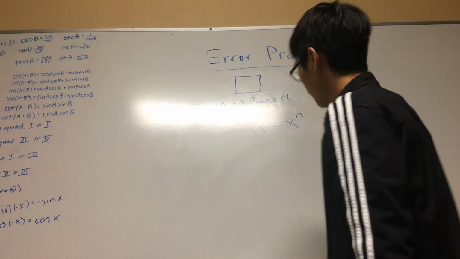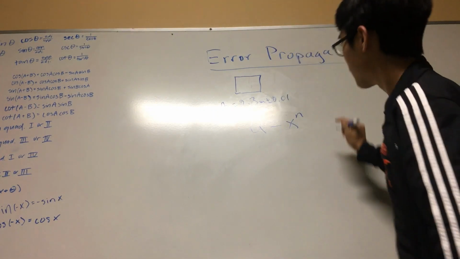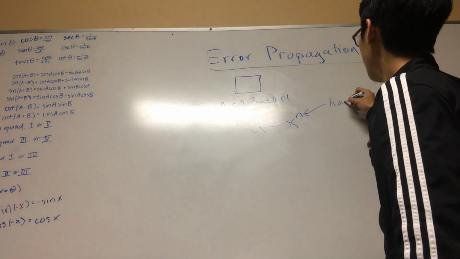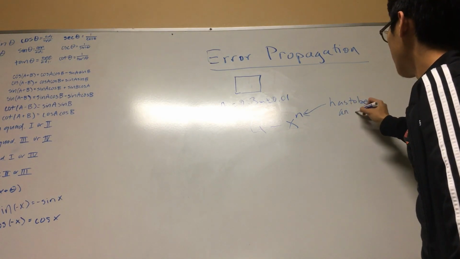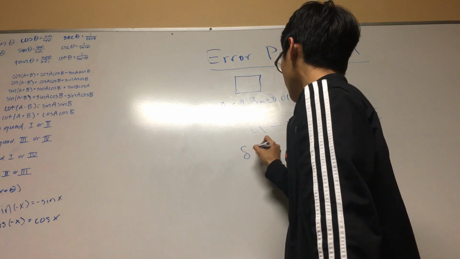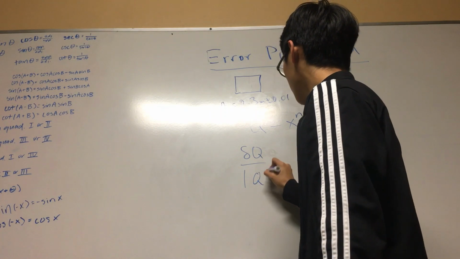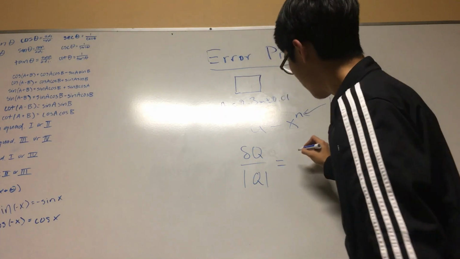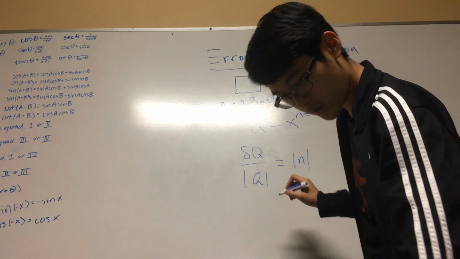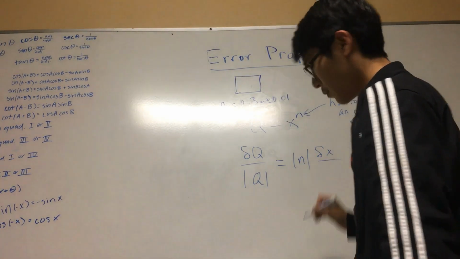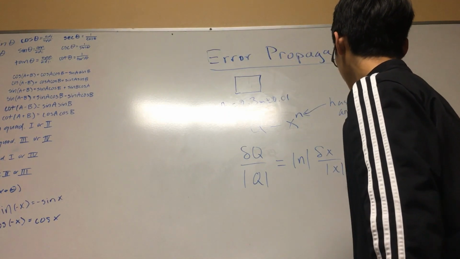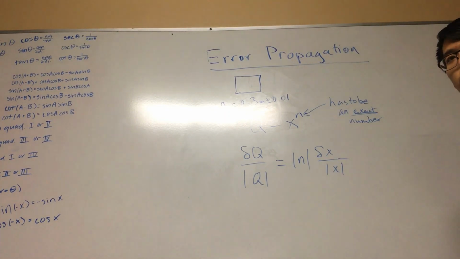Q is equal to x to the power of n, okay? And n has to be an exact number. So the error in Q divided by the absolute value of Q is equal to the absolute value of n times the error in x divided by the absolute value of x. Okay?